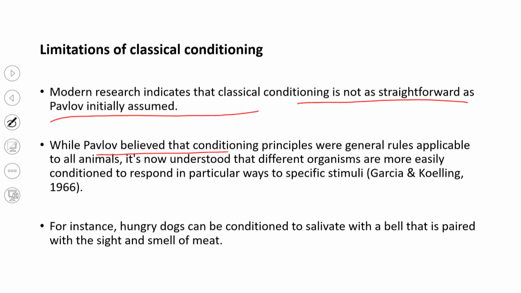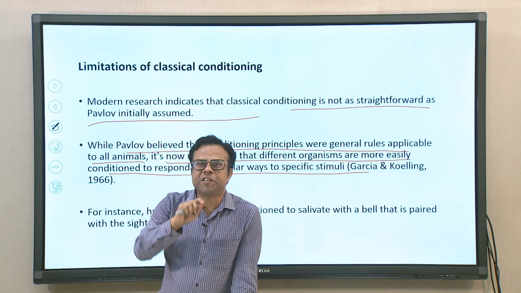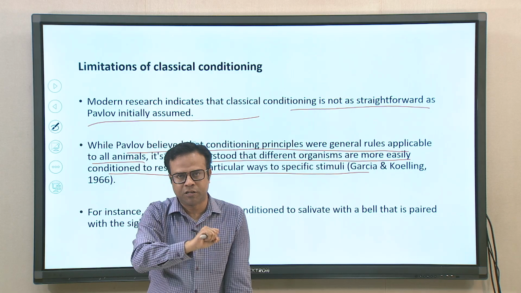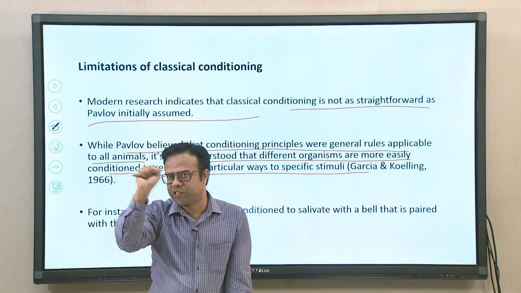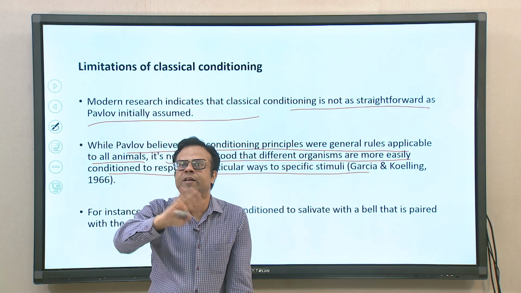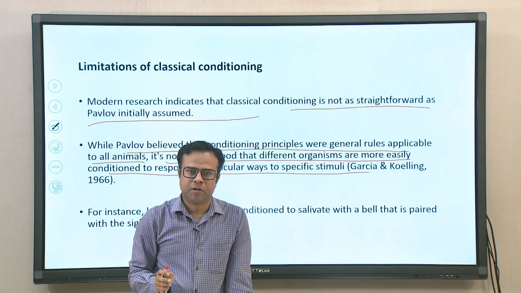While Pavlov believed that conditioning principles were general rules applicable to all animals, it is now understood that different organisms are more easily conditioned to respond in particular ways to specific stimuli. Specific stimuli may be more easily conditioned for a specific animal or specific humans because of their certain tendencies. All stimuli cannot be equally conditioned.